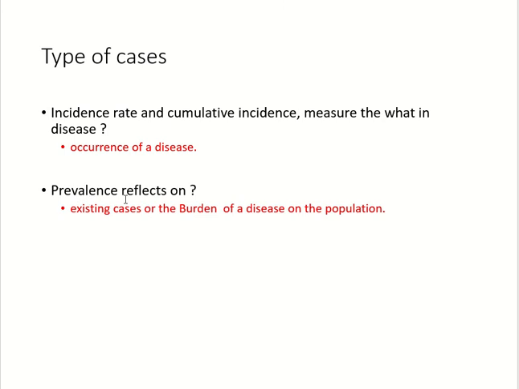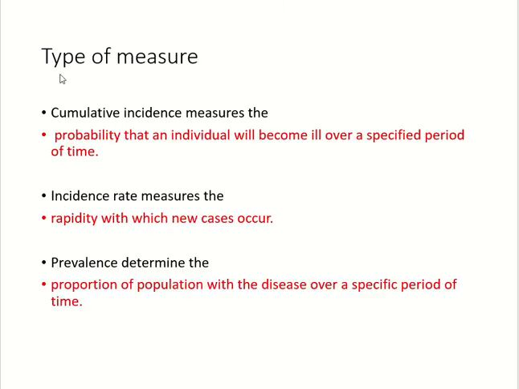As for prevalence, whether it's point prevalence or period prevalence, you're looking at existent cases, or you're looking at the burden of the disease. When it comes to the type of measurement, cumulative incidence measures the probability that an individual will become ill over a period of time. Remember, we said this is the risk. As for incidence rate, it measures the rapidity with which new cases occur. And finally, the prevalence determines the proportion of the population with the disease over a specific period of time.